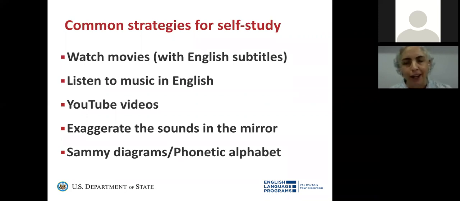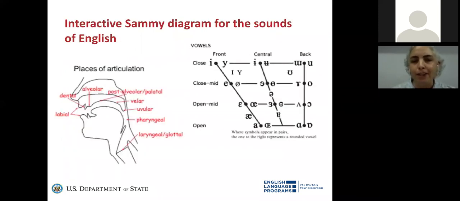And last, some people say that they use SAMI diagrams or phonetic alphabets to work on their English. A SAMI diagram is the picture on the left of a diagram of your mouth, and the phonetic alphabet is on the right. So in this webinar, we're not going to talk about these kinds of methods for teaching pronunciation. We're not going to talk about diagrams or phonetic alphabet types of activities.